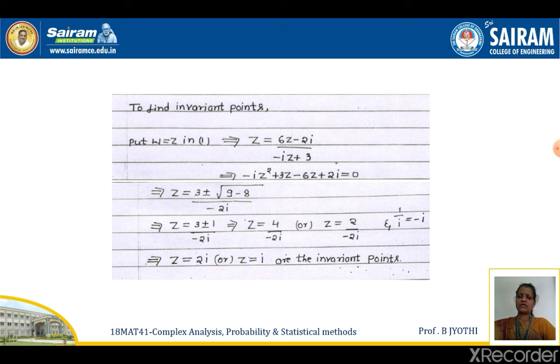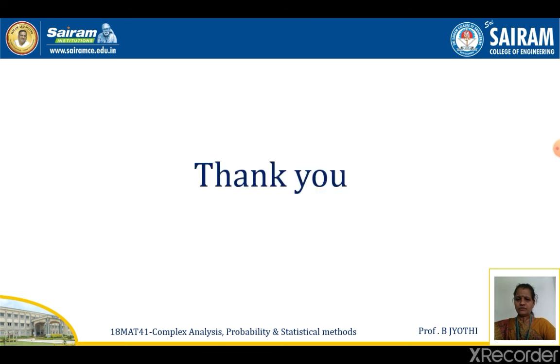So by using the formula minus b plus or minus square root of b squared minus 4ac by 2a, if we do that, we will be getting this result. That is, z is equal to 4 divided by minus 2i or 2 divided by 2i, minus 2i, and we know that 1 upon i is equal to minus i. Therefore, we are getting z is equal to 2i or z is equal to i. Those are the invariant points. Thank you.